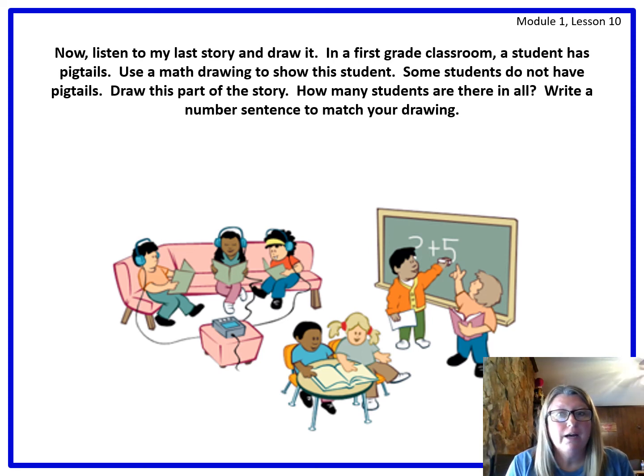Some students do not have pigtails. Draw this part of the story. How many students are there in all? Write a number sentence to match your drawing. All right, so now let's go back. Let me get my pen ready.